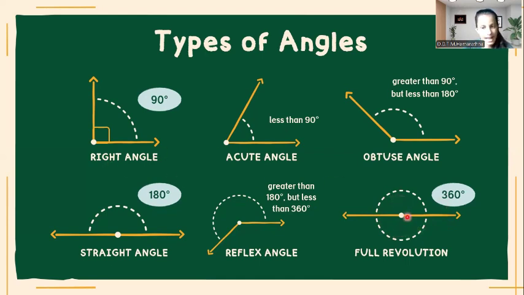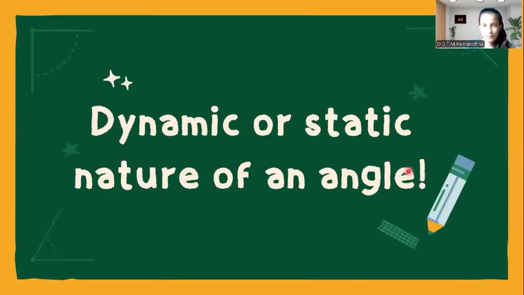These are the 6 angles. Let me remind you again. Right angle, acute angle, obtuse angle, straight angle, reflex angle, and full revolution. So you may have gained great knowledge about these angles last year, during grade 6. So let's move on to the lesson today.